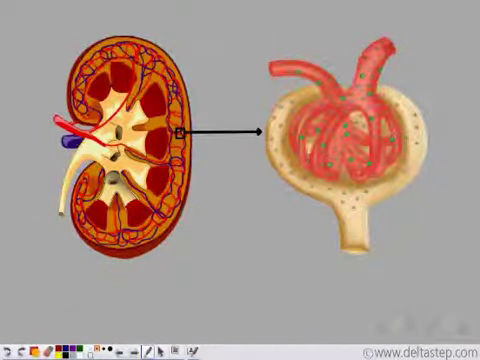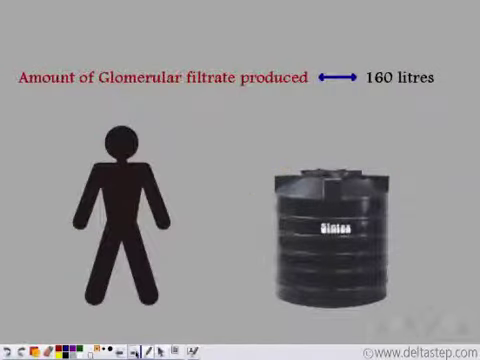Ultrafiltration takes place in the glomerulus, and the glomerular filtrate is released into the Bowman's capsule. The amount of glomerular filtrate produced in 24 hours, that is in one day, is about 160 liters. The tank that you have on your terrace is about the capacity of 160 liters. That much amount of glomerular filtrate is produced in the kidney.